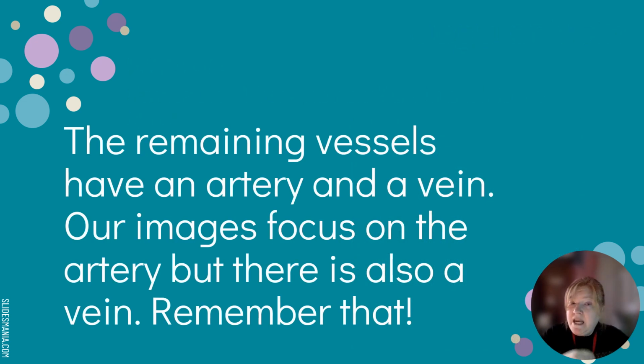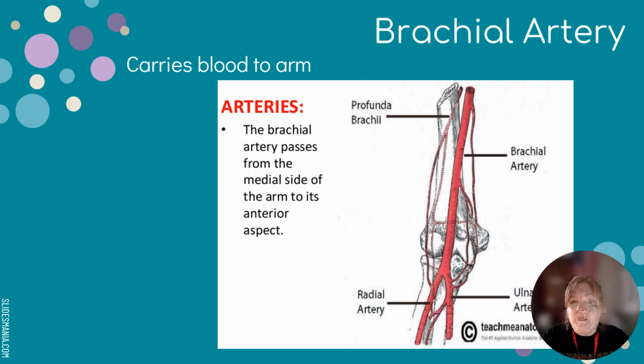Okay. Now the remaining vessels have an artery and a vein. The images in this slideshow focus on the artery, but remember there is a vein component. And remember in pictures, the only way to tell the difference in colored pictures is that the arteries will be red and the veins will be blue, okay? All right, so the brachial artery, that's in your upper arm, right? Think the brachial region.